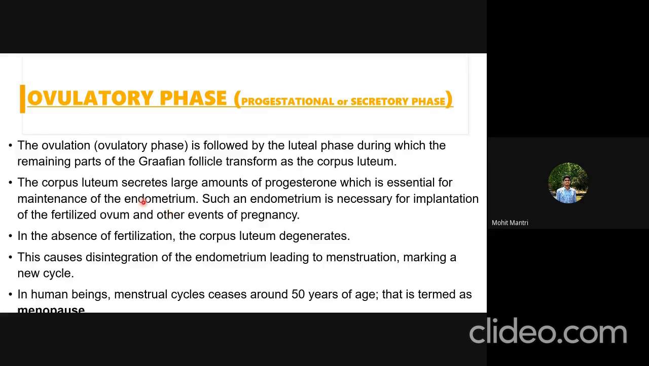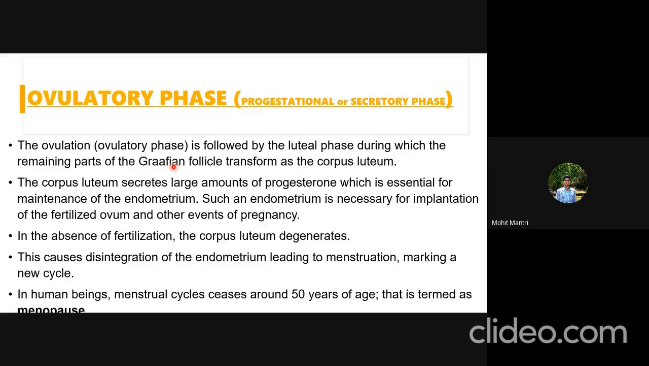The corpus luteum is formed from the remaining part of the Graafian follicle, and this corpus luteum secretes a large amount of progesterone, which is essential for maintenance of the endometrium, and this endometrium is necessary for implantation of the fertilized ovum later on.